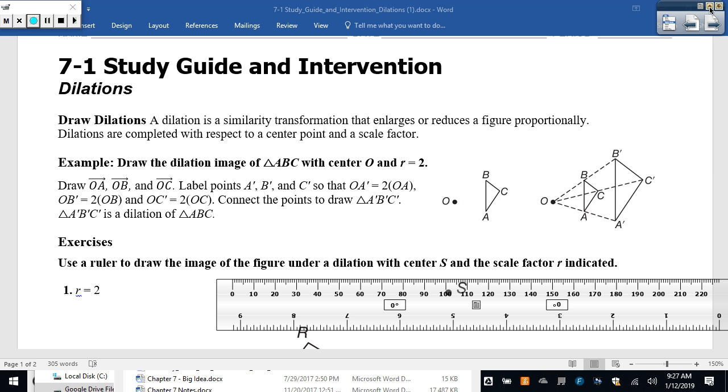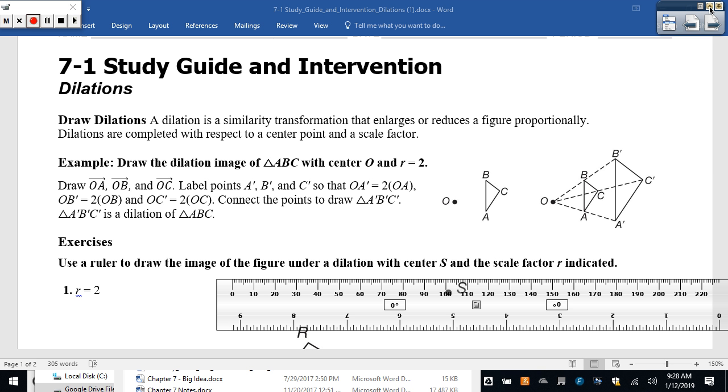Let's take a look here. It says draw dilations. A dilation is a similarity transformation. So it's not a congruent transformation. It's not a form of rigid motion. It's a similarity transformation that enlarges or reduces a figure proportionally. Dilations are completed with respect to a center point and a scale factor.